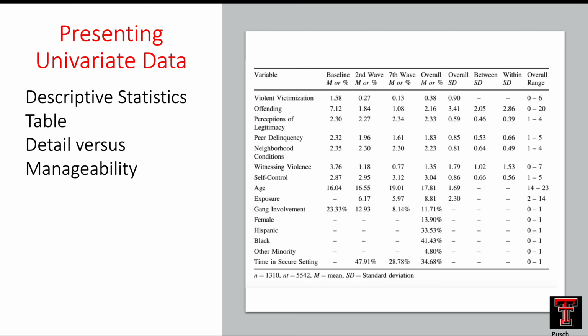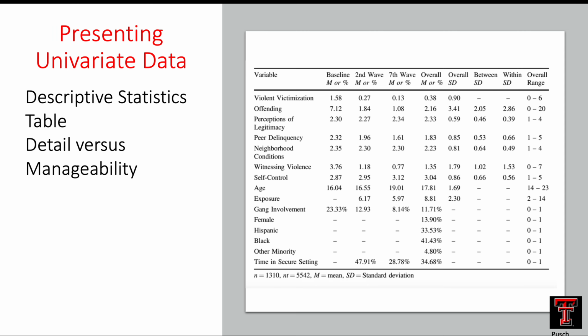Again, it will give the baseline, mean, or percent in the case of nominal variables. The M is for mean, the SD is for standard deviation, and then the overall range from lowest to highest.